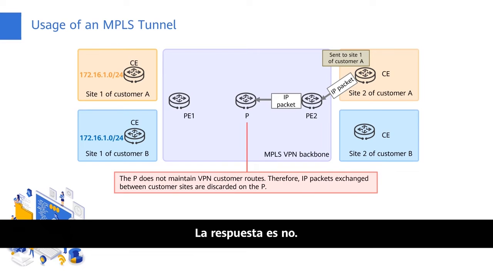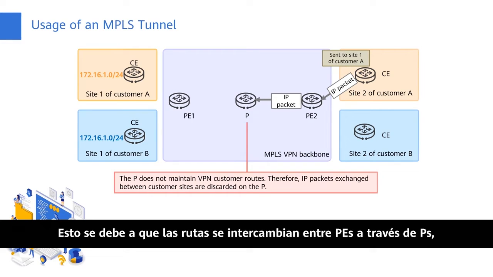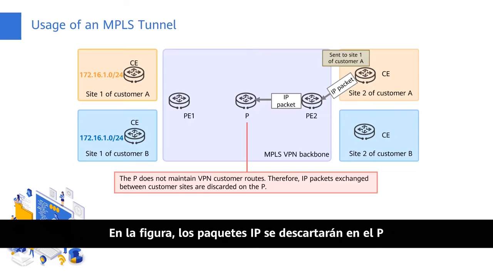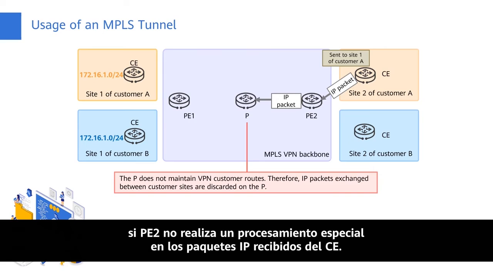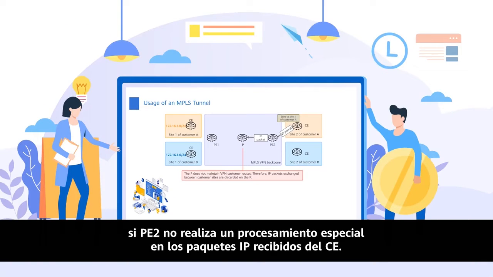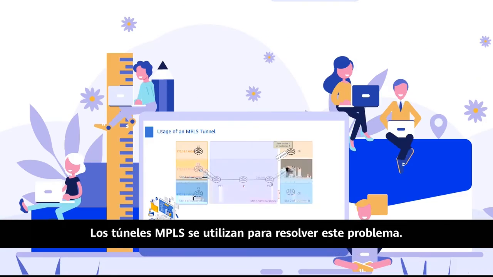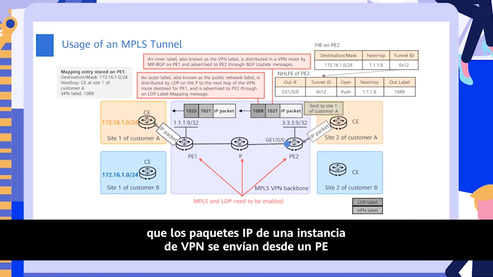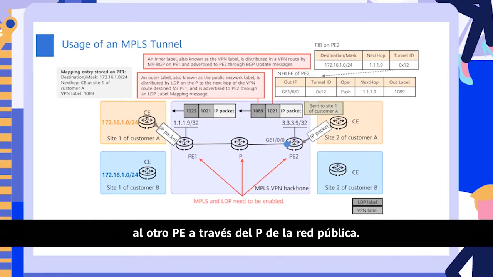The answer is no. This is because routes are exchanged between PEs across Ps, and the Ps on the public network do not maintain VPN customer routes. In the figure, IP packets will be discarded on the P if PE2 does not perform special processing on the IP packets received from the CE. MPLS tunnels are used to solve this problem. An MPLS tunnel is established between two PEs on the public network to ensure that IP packets of a VPN instance are sent from one PE to the other PE through the P on the public network. The figure illustrates an MPLS LDP tunnel.